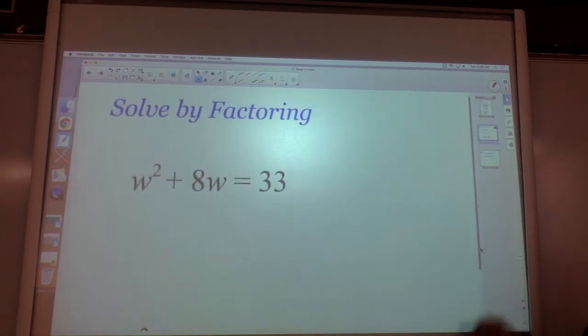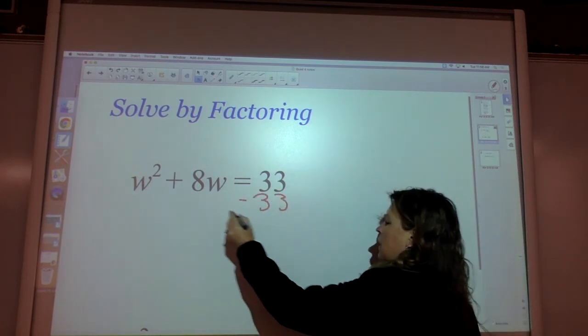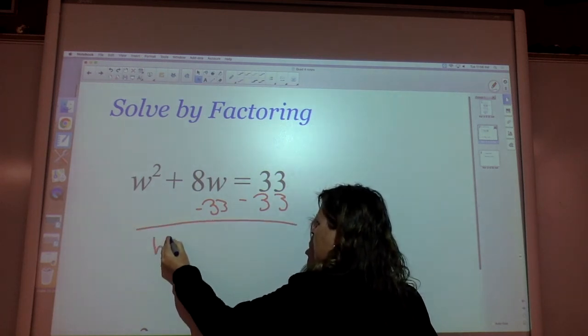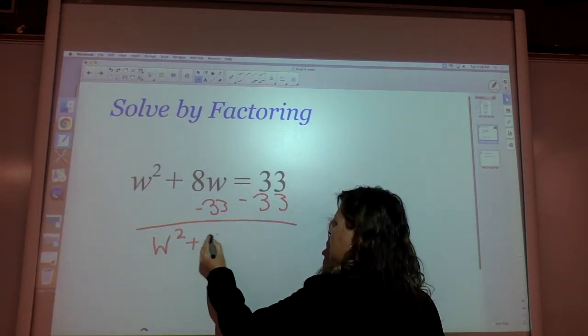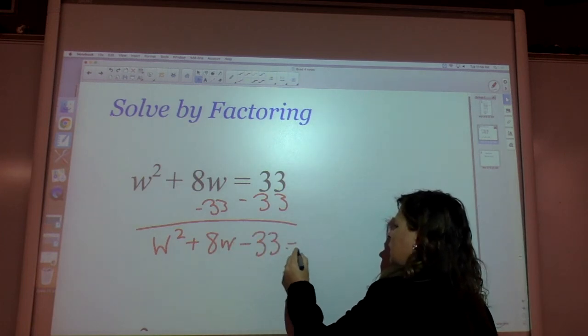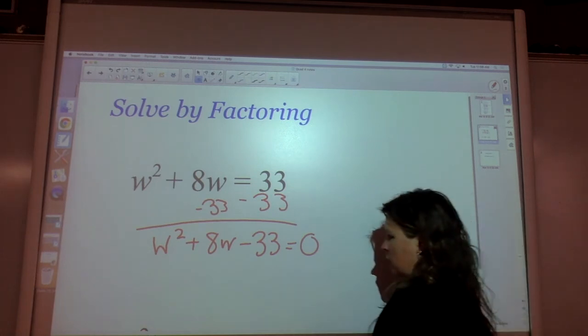Next one is not set up. We can't solve by factoring unless it equals 0. But you have the skill and the wherewithal to know how to make it equal 0. Minus 33 from both sides. You get w squared plus 8w minus 33 equals 0. Now it equals 0. Go ahead and factor it.